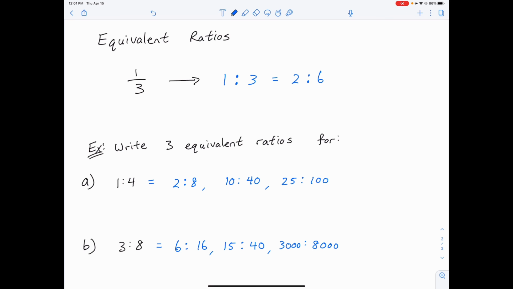And that's it. So hopefully this lesson has helped you understand how to compare equivalent fractions and equivalent ratios.